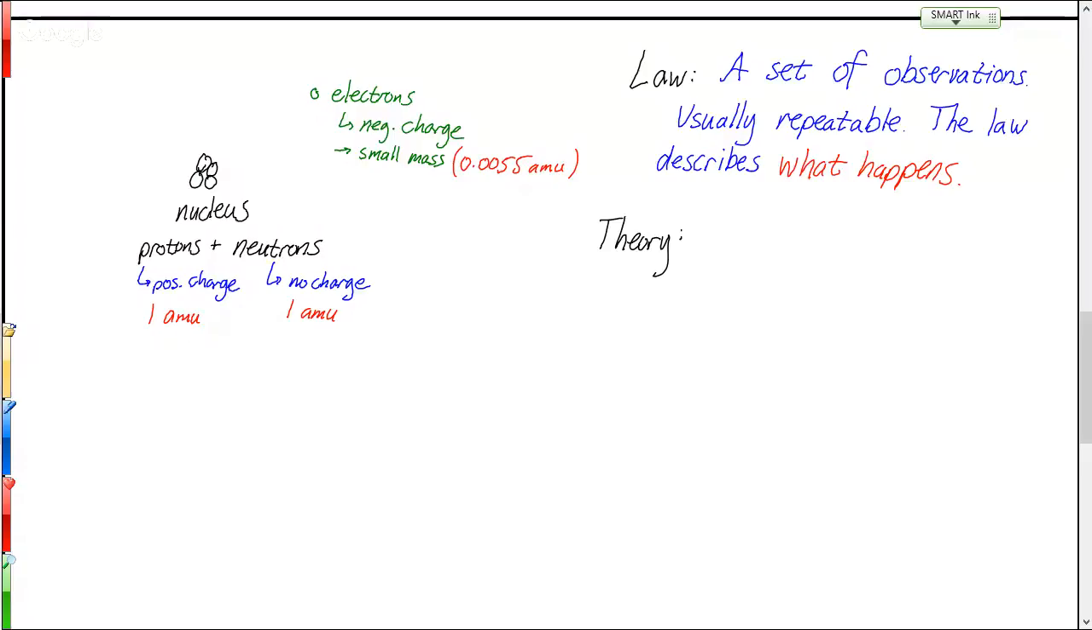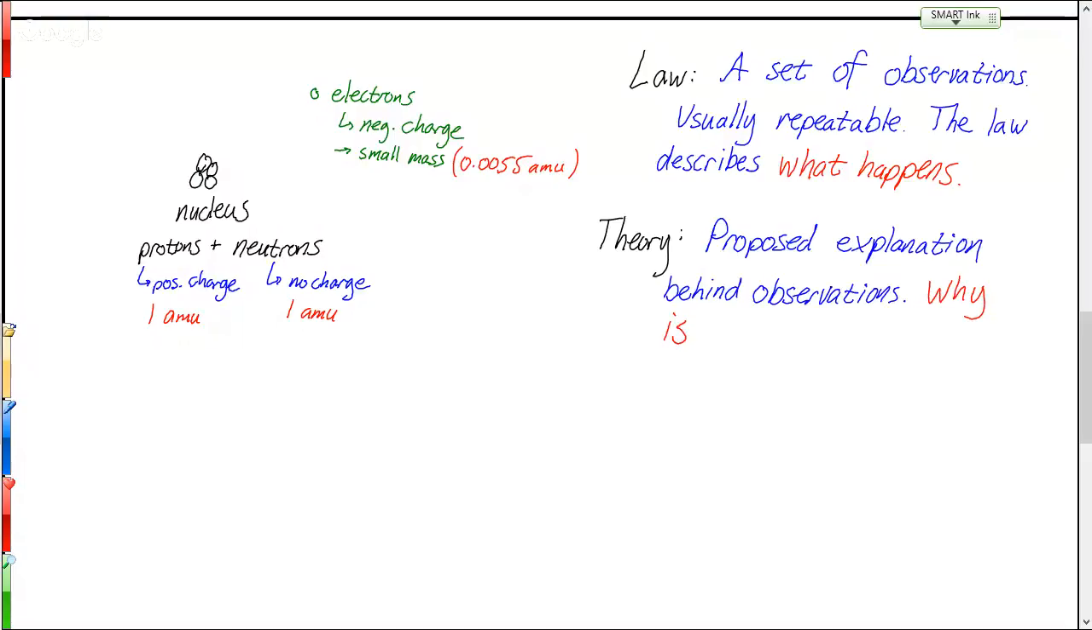So a theory attempts to explain the factors behind the observations. So a theory is a proposed explanation of what we're observing. But we're going to say why it happens. Why it is.